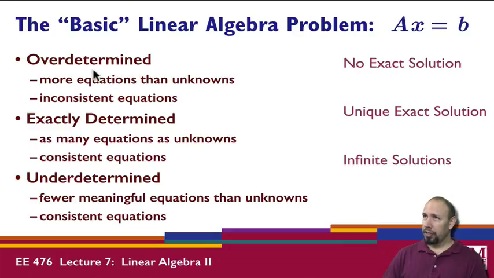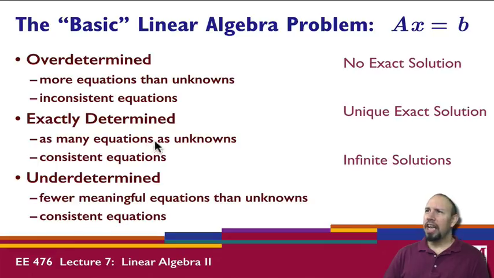So the first is the overdetermined problem. Basically you have more equations than you have unknowns, and the equations may be inconsistent. That is, you may have equations that disagree with one another. As a result, there is no exact solution to that set of equations. And you say, well, if my equations are not consistent, there's no exact solution, what's the point? Why even work with a problem like that? Well, it turns out there are a lot of useful problems. In fact, our system identification problem is going to be a problem like that.